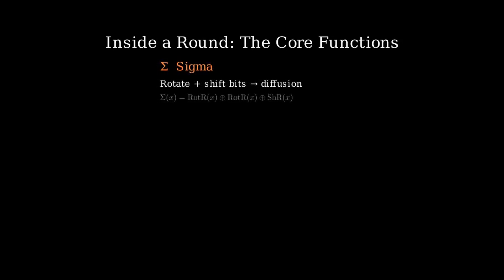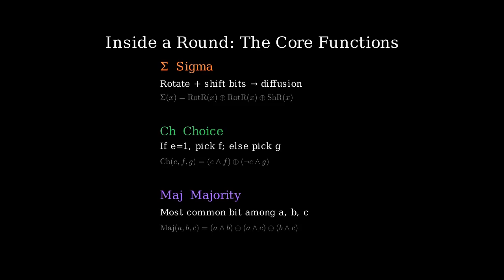Inside each round, 2 special functions do the heavy lifting. Sigma functions rotate and shift bits to create diffusion, and the choice and majority functions mix bits conditionally. The choice function picks bits from one variable or another based on a third. The majority function takes the most common bit across 3 variables.